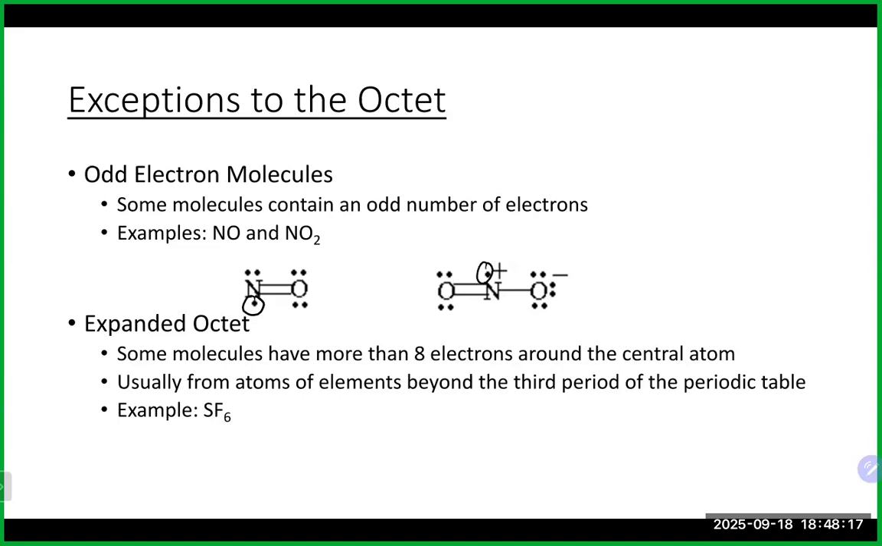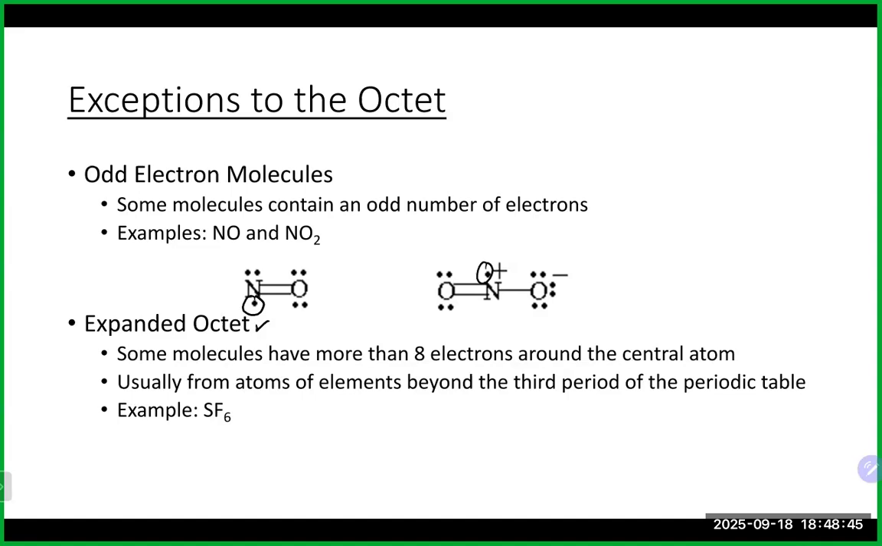Now, probably the exception to the octet rule that we will deal with the most is the expanded octet. The expanded octet are elements that can go over 8. So after they told you not to go over 8, you can go over 8. There are definitely ones that could go over 8. You could have 10 or 12 electrons around the central atom, or any atom really, that it can do that.